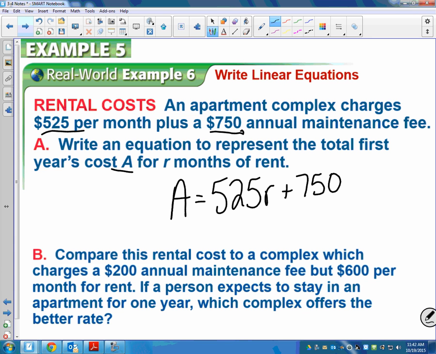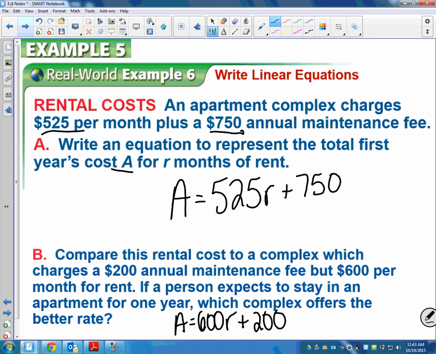Part B says compare this rental cost to a complex which charges a $200 annual maintenance fee, but $600 per month for rent. So can someone give me the equation for B, Audrey? A equals 600r plus 200. Yeah, so now it's 600 per month, right? So the per month kind of gives you the hint that that's the slope, and then this one only has 200.